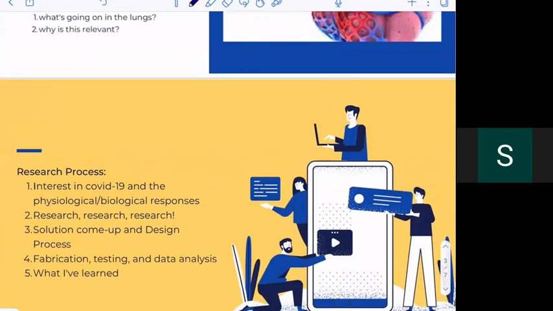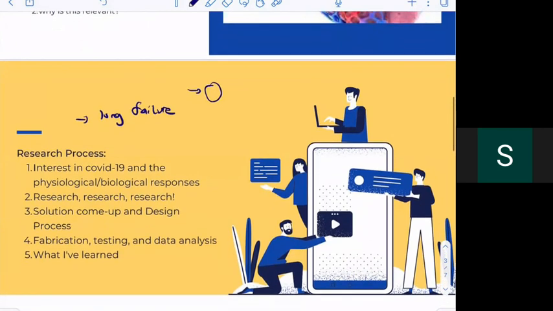Where did this interest arise from? It arises from interest in COVID-19 and the physiological and biological responses. We all know that most deaths in COVID-19 happened from lung failure. Because of that, we hypothesized that if we can treat whatever is going on in these tiny sacs of air, then maybe we can figure out how to treat all these pulmonary diseases and how they're all linked through the surfactant.